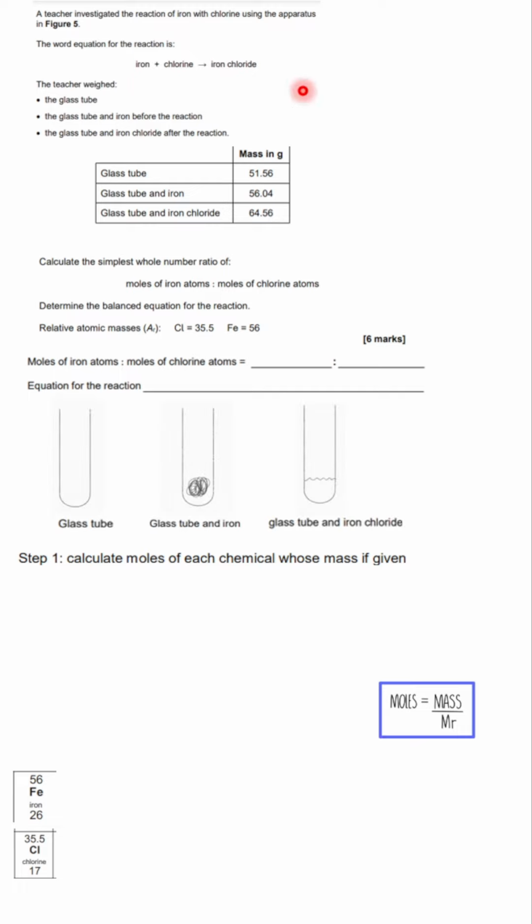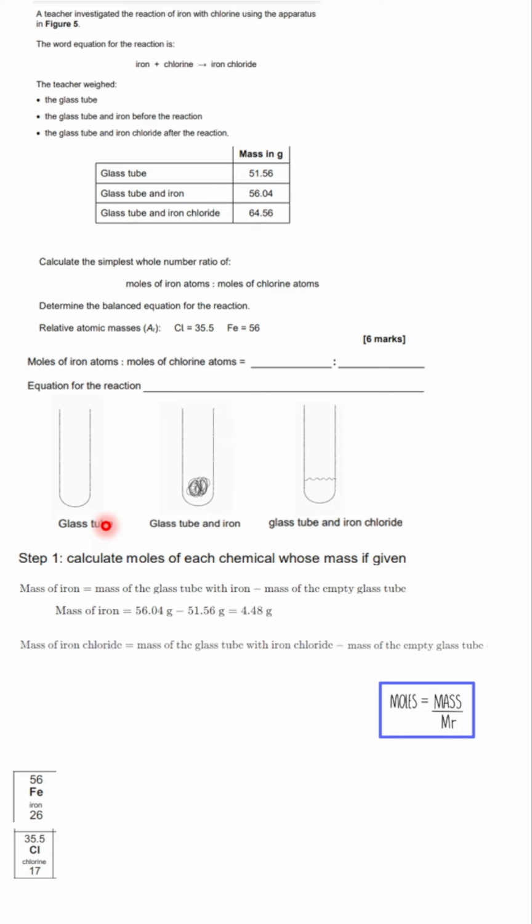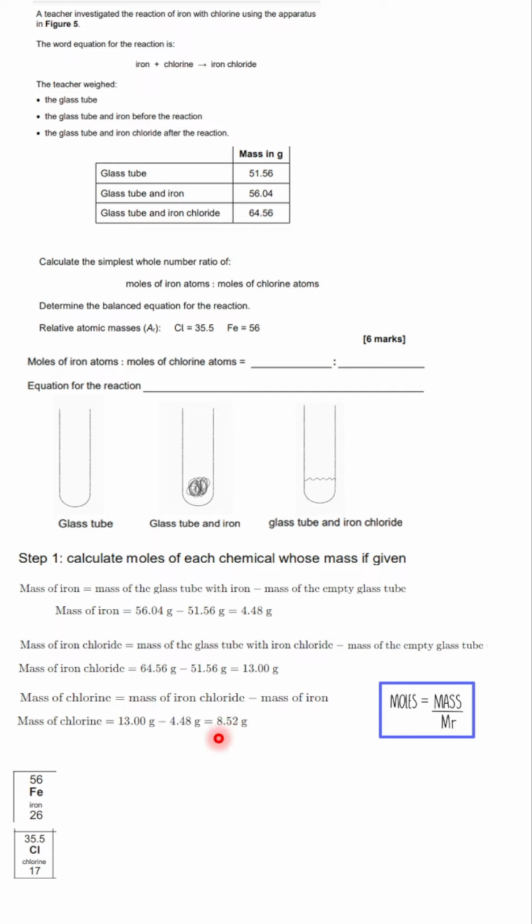We have a lot of masses to work with, so I would first visualize this by drawing a diagram. As you can see, here's the glass tube with iron and the glass tube with iron chloride. To work out the mass of iron, we do the mass of the glass tube with iron minus the mass of the empty glass tube, and this gives us 4.48 grams. And to work out the mass of chlorine, we have to work backwards. We first require the mass of iron chloride, which is the mass of the glass tube with iron chloride minus the mass of the empty glass tube, and this gives us 13 grams. Finally we can work out the mass of chlorine, which is the mass of iron chloride minus the mass of iron, which gives us 8.52 grams.